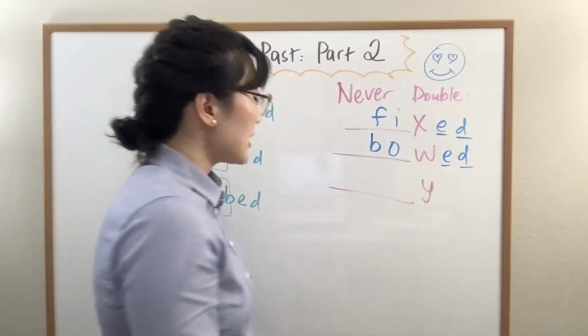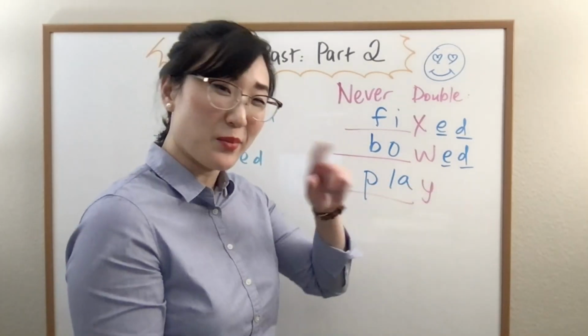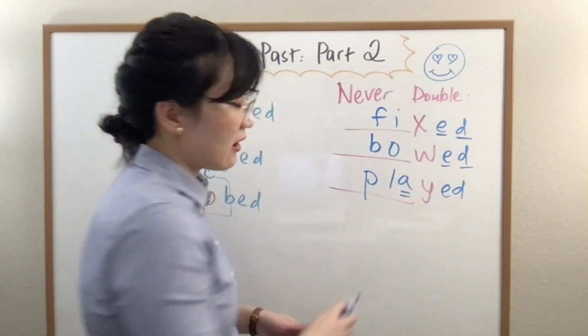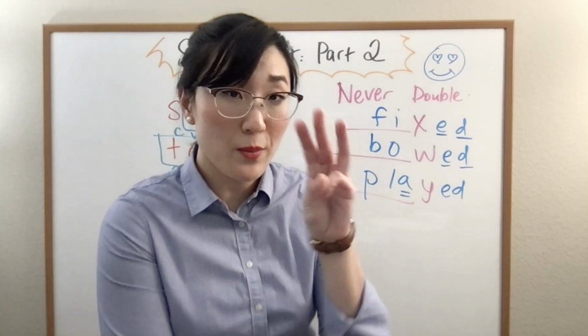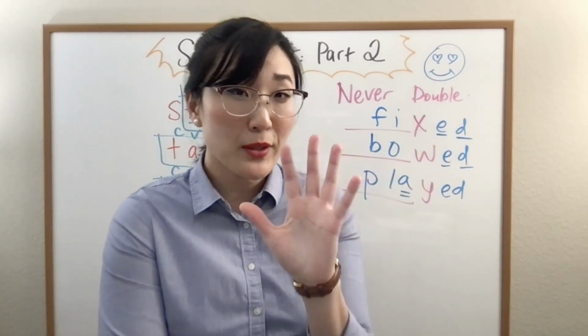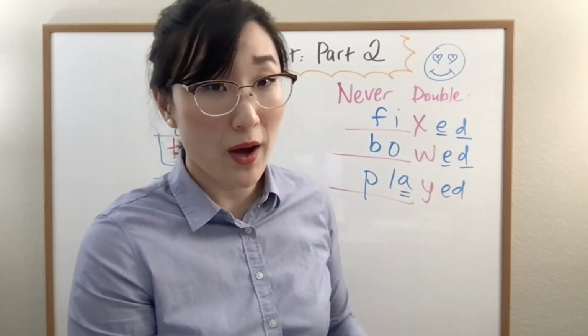Over here, if I say play, right? You know, consonant, vowel, consonant. But if it's a Y, we just have an ED. That is if I have my vowel also, right? We need to be careful with this one. So rule number 3, consonant, vowel, consonant, double. But do not double if you have an X, a W, and a Y.